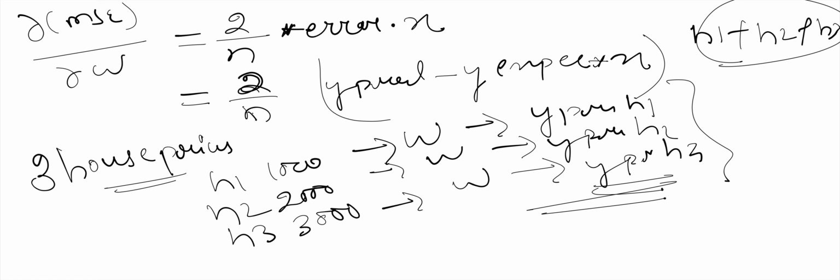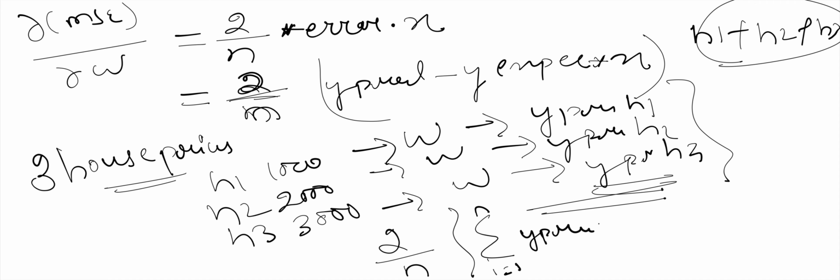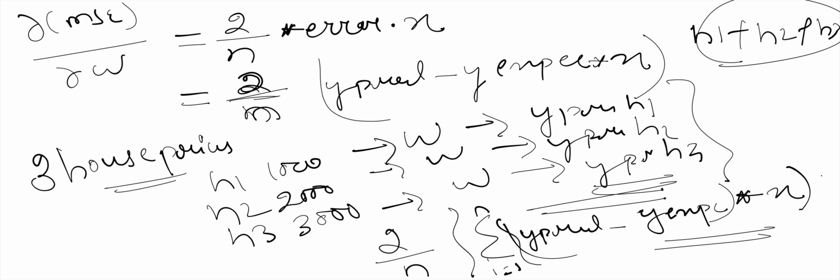2 by n is a common term in every single thing, so we can take 2 by n common. So what leaves now? Summation for i equals 1 to n of y prediction minus y expected, multiplied by the input value. That's all there is. Correct? So this is how the equation works. That's it.